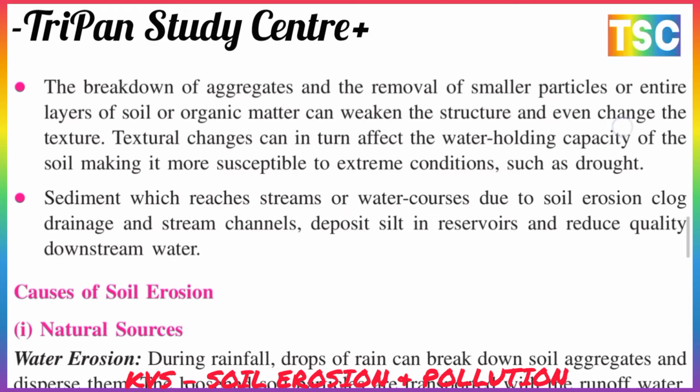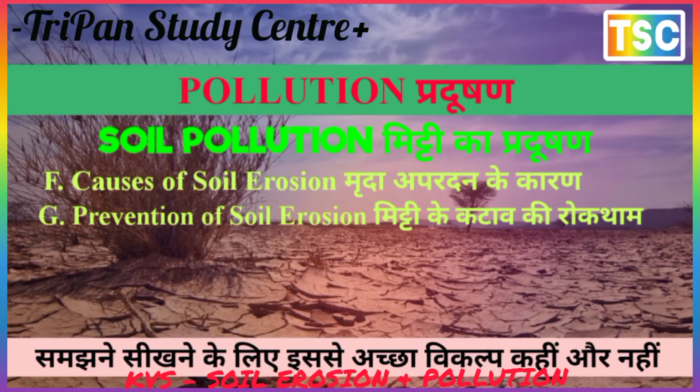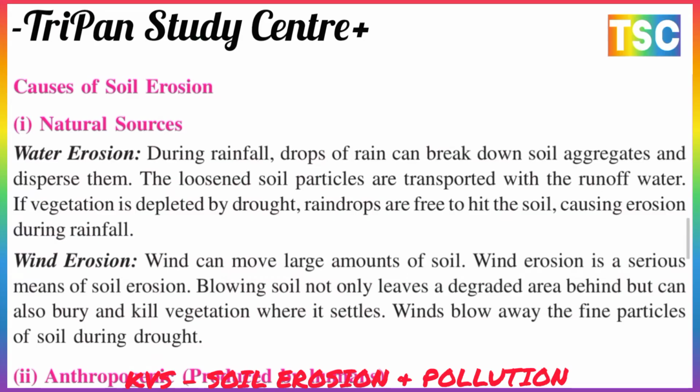And the next here, there are causes of soil erosion. First of all, natural resources. The natural resource means water erosion. During rainfall, drops of rain can break down soil aggregates and disperse them, and the soil particles are lost as they are transported with the runoff water.